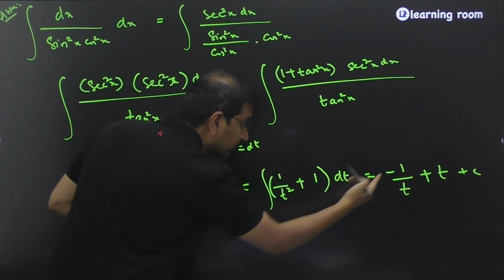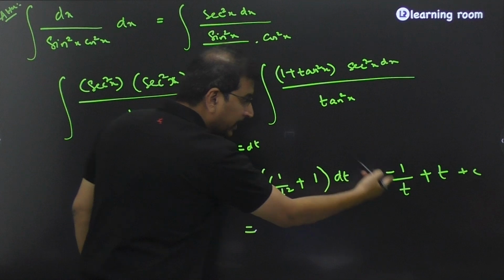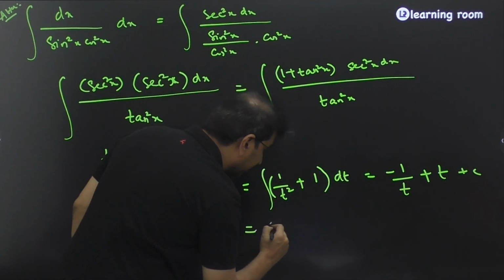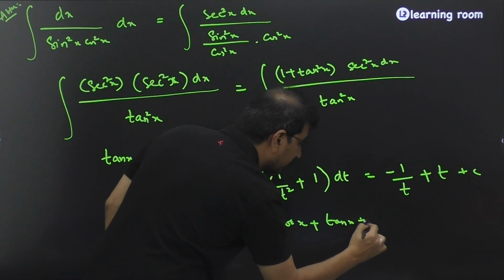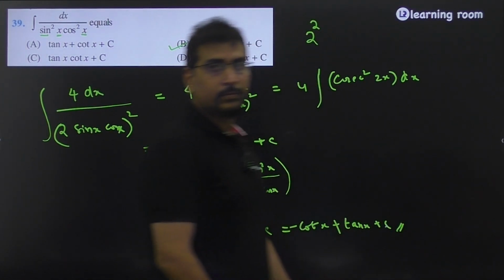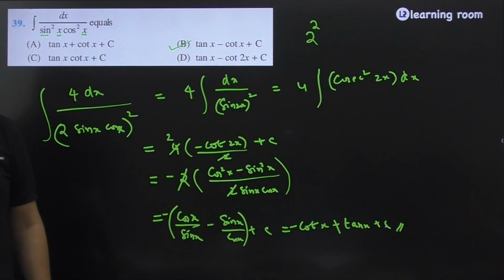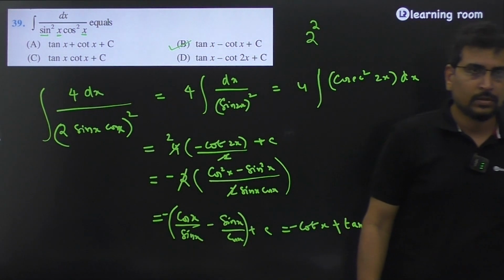Minus 1 divided by t, and t is tan x. So minus 1 by tan x is cot x. So minus cot x plus t, which is tan x, plus c. I hope it's the same answer. Yes, it still works. So your method also will work, but you need to do a manipulation to it. Is that clear?